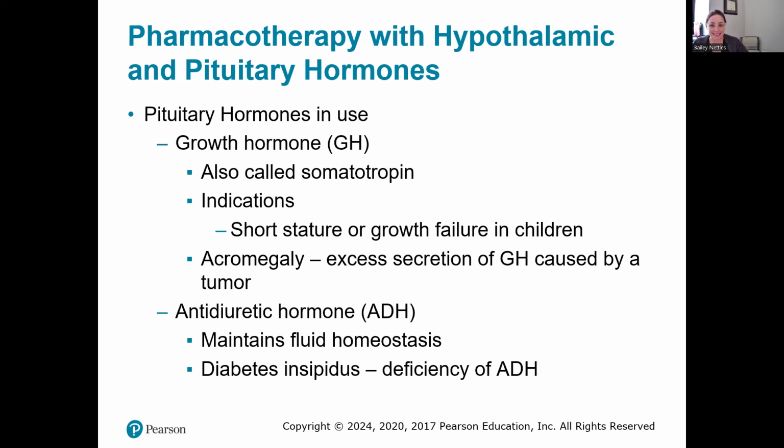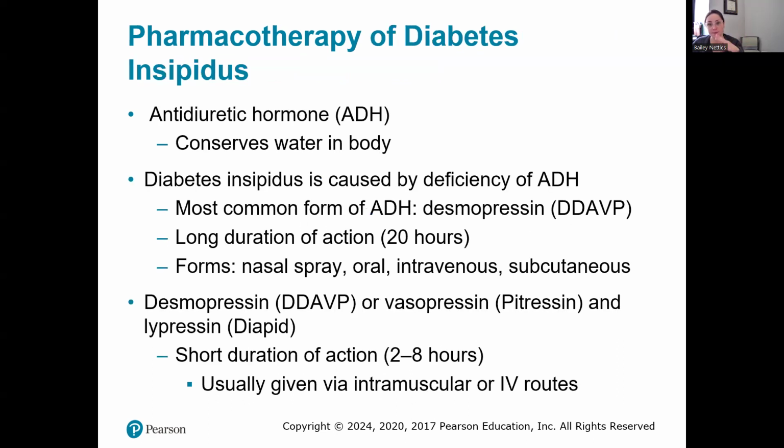So now we're into antidiuretic hormone. That's the other pituitary hormone that we need to worry about. Okay, so antidiuretic hormone maintains fluid balance. It conserves water in the body. If you don't remember, if it works too much, it's SIADH, and if it works not enough, it's diabetes insipidus. So diabetes insipidus is caused by deficiency of ADH. The most common form of ADH is desmopressin, which is the name of the drug to treat it. Easy peasy, right?